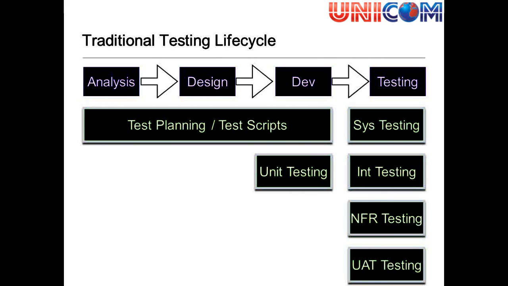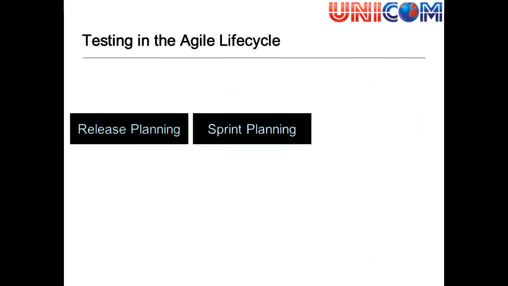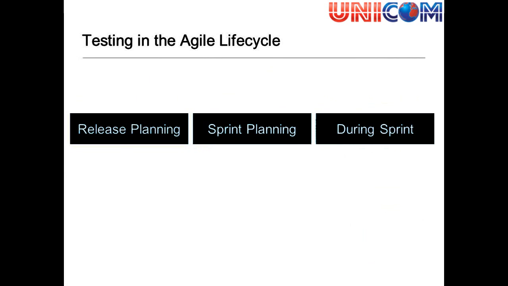Things changed. So let's have a look at how Agile testing takes place, the Agile life cycle. There are 3 phases really that you should be concerned with: release planning, sprint planning, and during the sprint. So testing needs to be considered in these 3 phases.